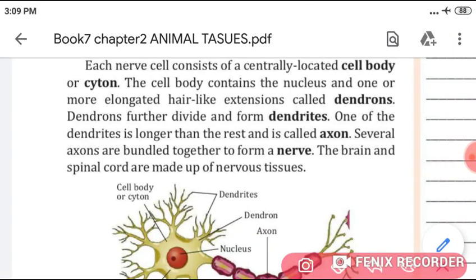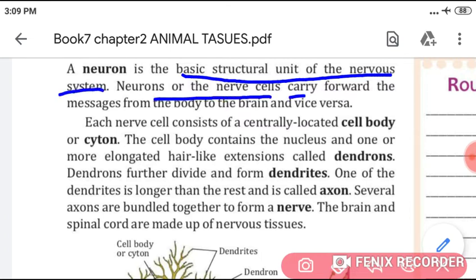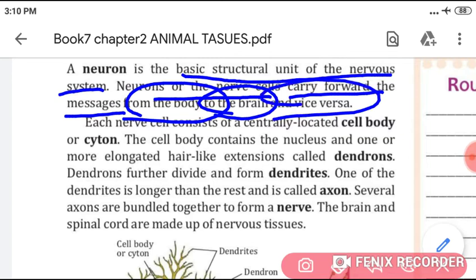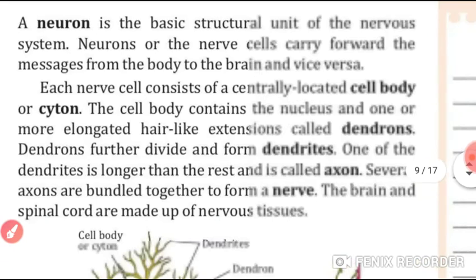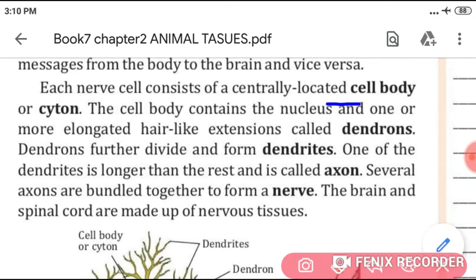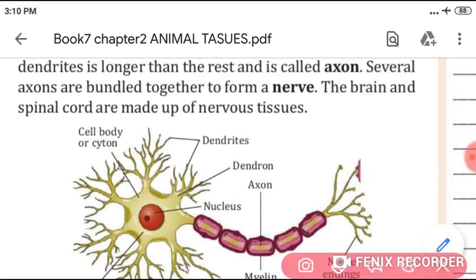A neuron is a basic structural unit of the nervous system. Neurons or the nerve cells carry forward the messages from the body to the brain and vice versa. Each nerve cell consists of what, students? A cell body, or we can say cyton. It is looking here. Are you seeing here? Cell body or cyton. Okay. This one.